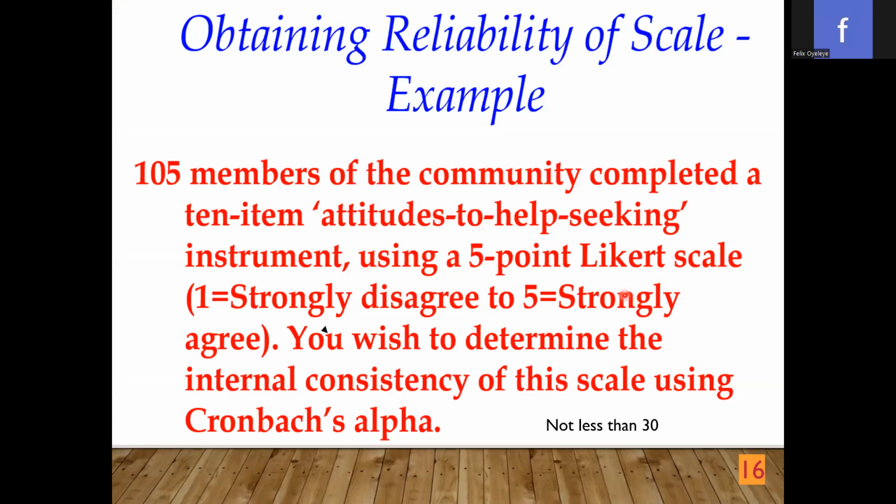So, like I said, for instance, if we are to conduct the research on 105 members of the community, and our goal is to use a Likert scale, 1 represents strongly agree, 5 represents strongly disagree. At the end of the day, we want to determine the internal consistency using our Cronbach's alpha. How do we go about that? Okay.